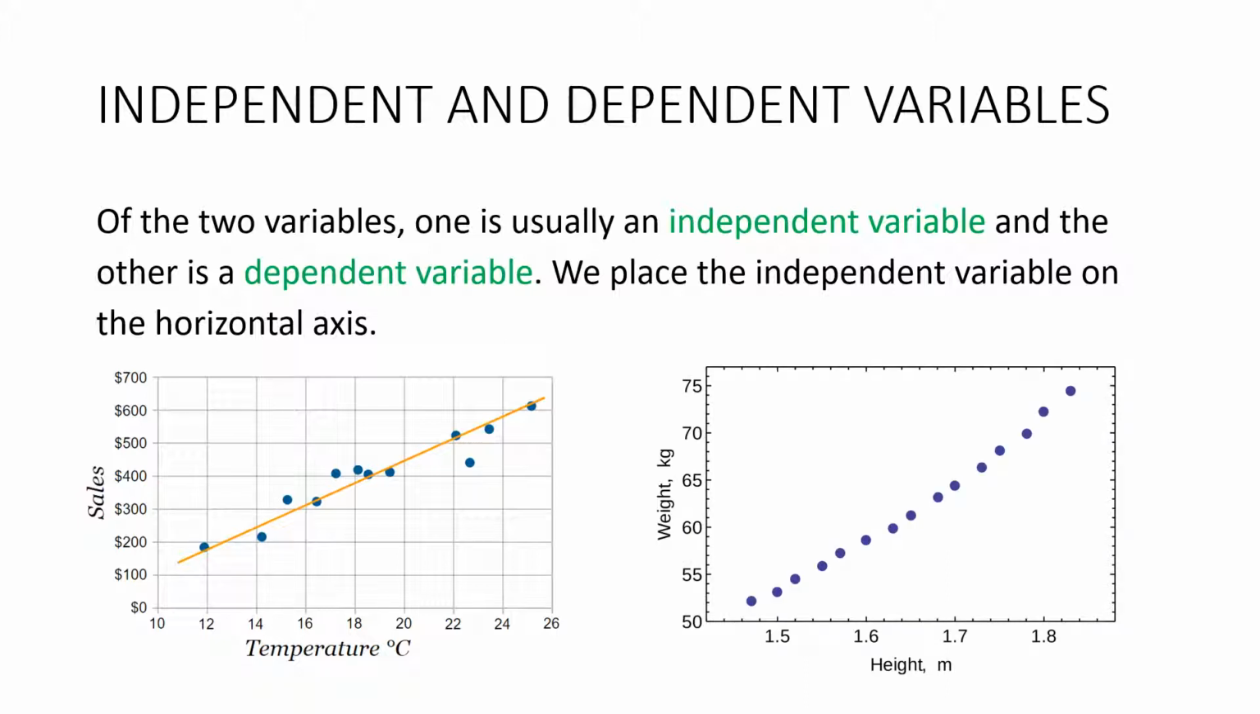Back to the graph we had before, it's difficult to say whether height or weight is an independent or a dependent variable. We've put height down here as if to suggest that the height is causing the weight, which to a certain extent, probably the taller you are, the heavier you are. So in this case, the height will be the independent variable and the weight will be the dependent variable.